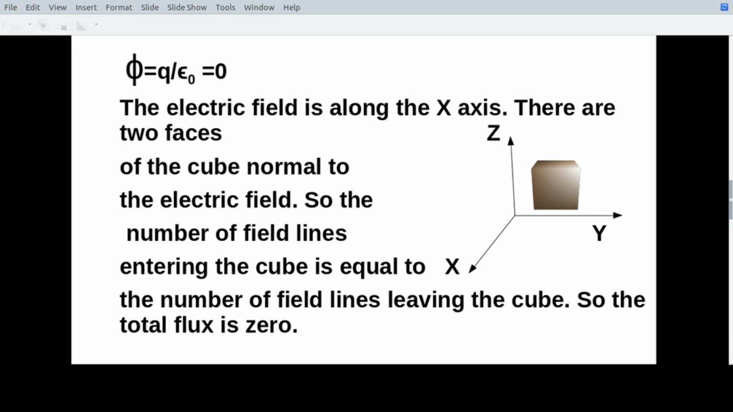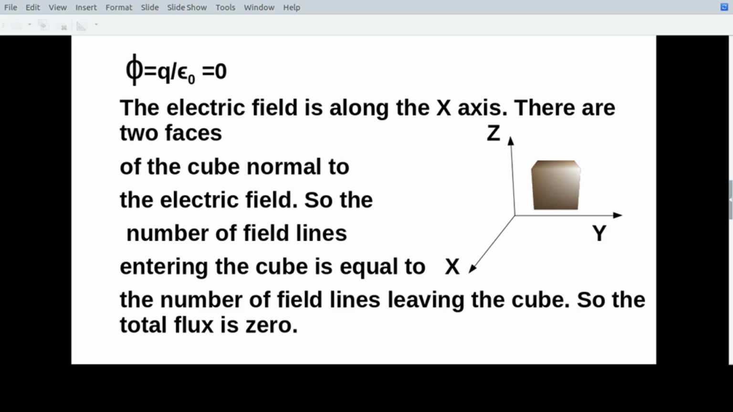So, phi equal to q by epsilon 0, it is equal to 0. Why is it equal to 0? The total flux through the cube is equal to 0. Why? Because the number of field lines entering the cube is equal to the number of field lines leaving the cube. Right? How many field lines are entering through one face? The same number of field lines are passing out through the other face.